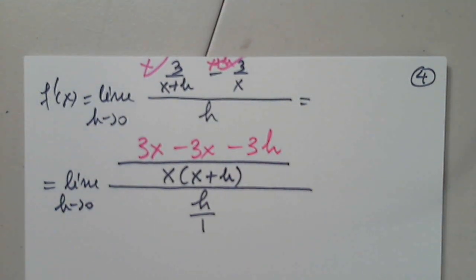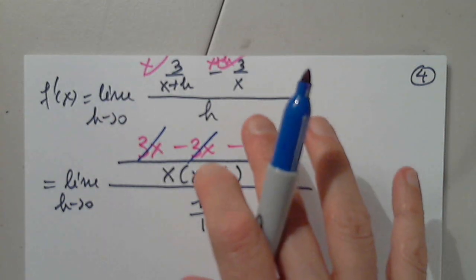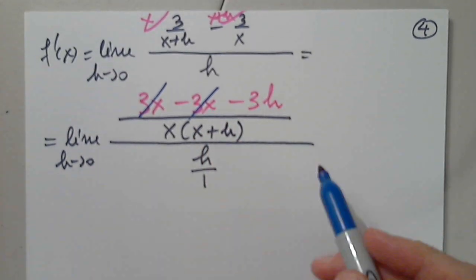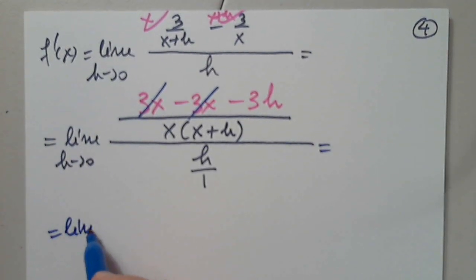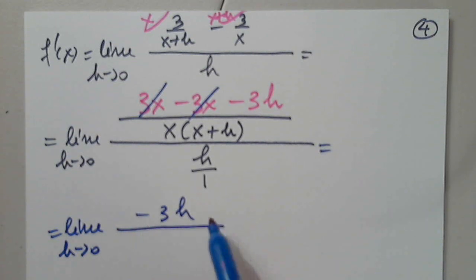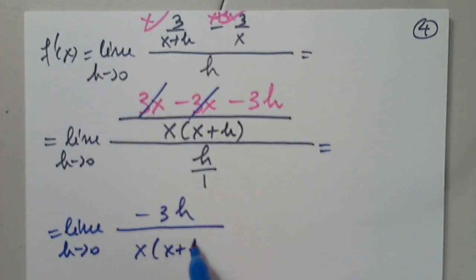And remember, there are two requirements here. The first absolute requirement is all terms without h must go away. If they don't, you say stop, I have an error somewhere. So then we have the limit as h approaches 0. The numerator is -3h. The denominator is x plus h.